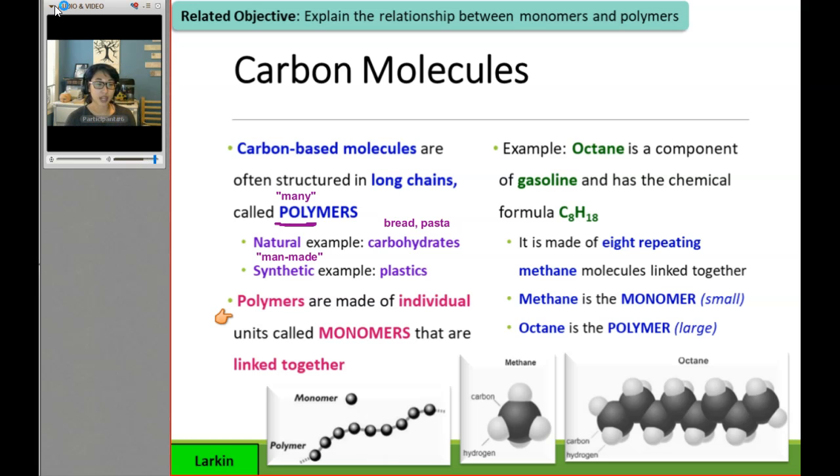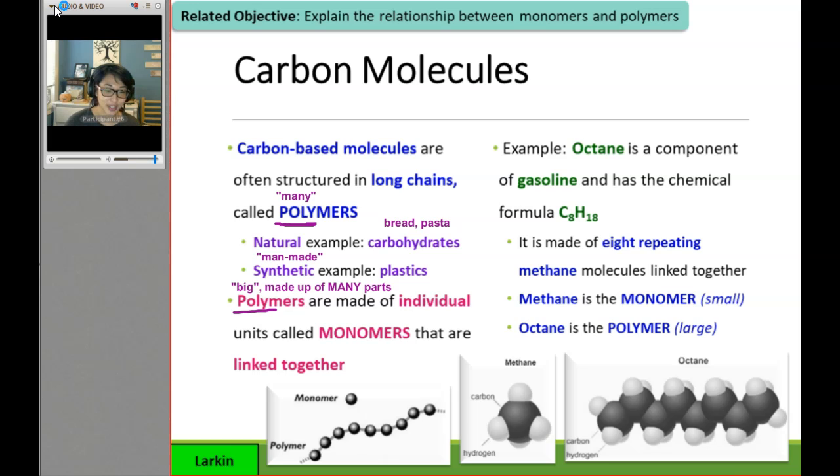So polymers are made up of individual units that are called monomers that get linked together. So again, polymers are the big pieces made up of many parts. And those little parts are called monomers.